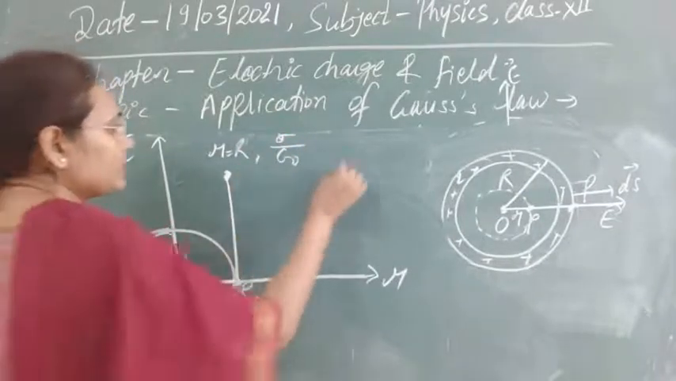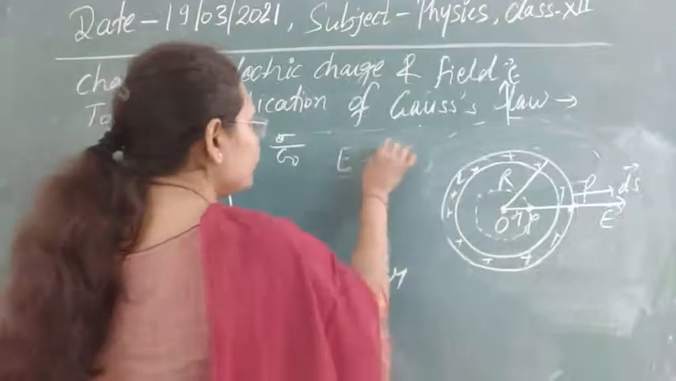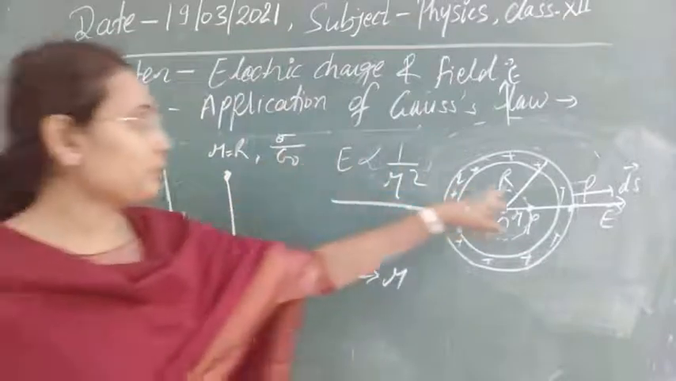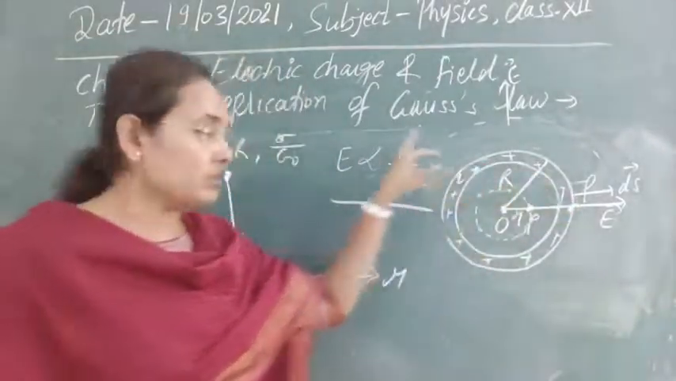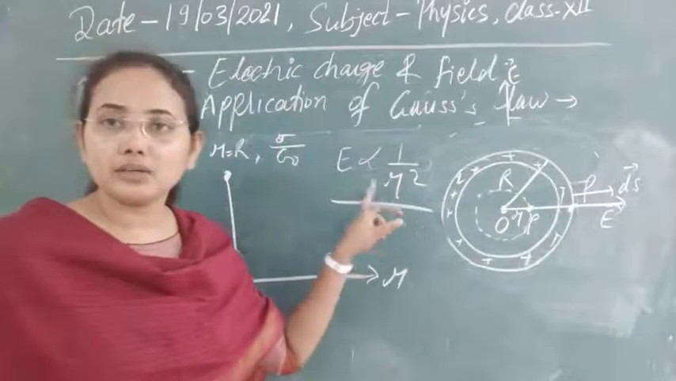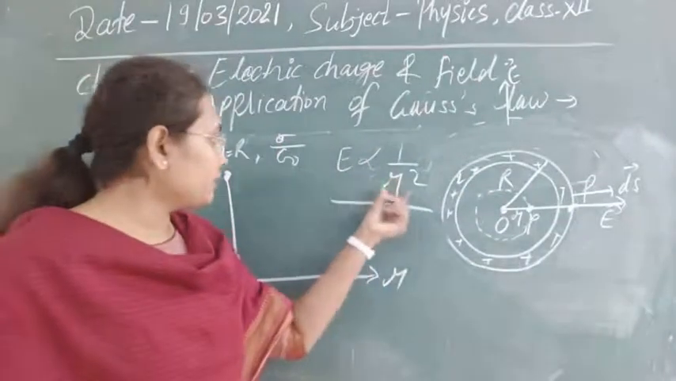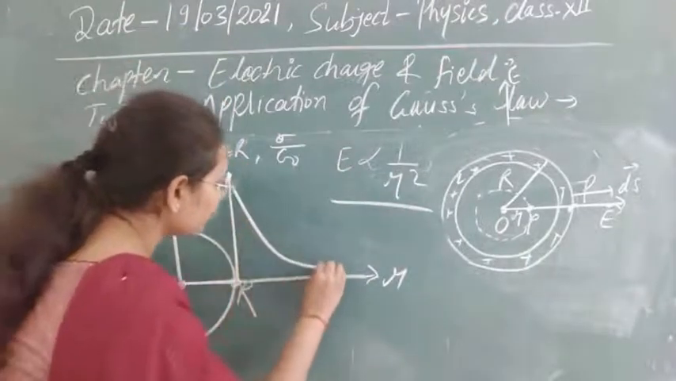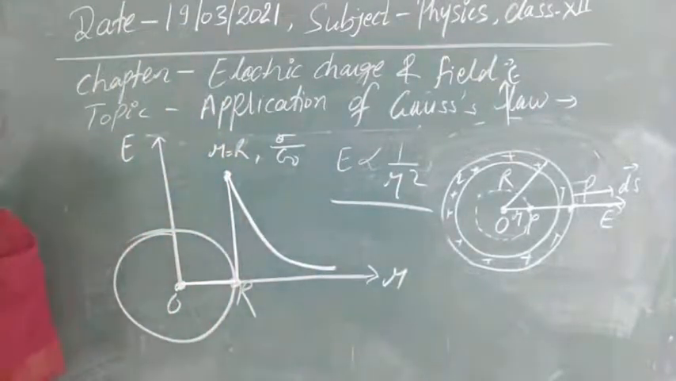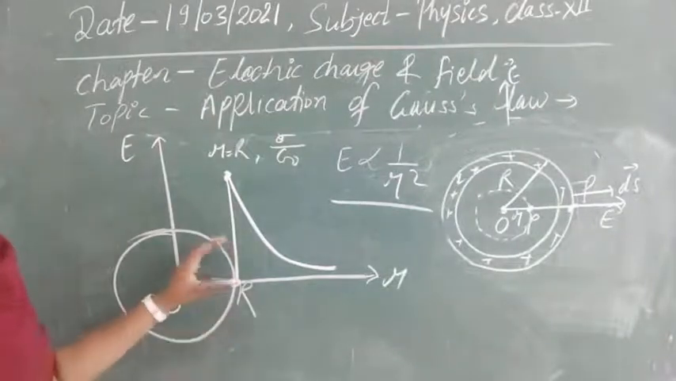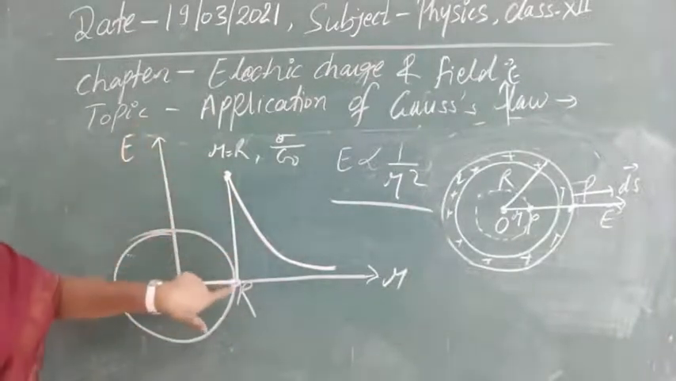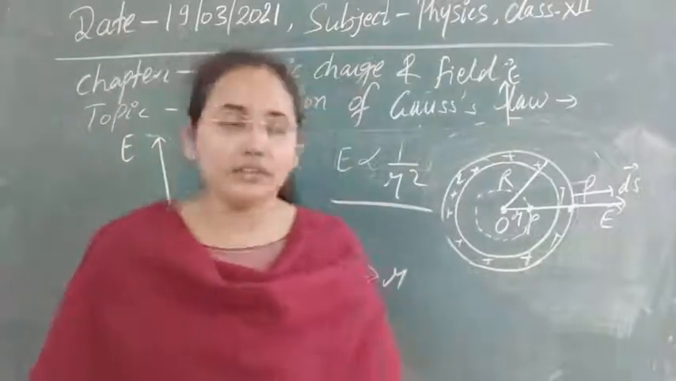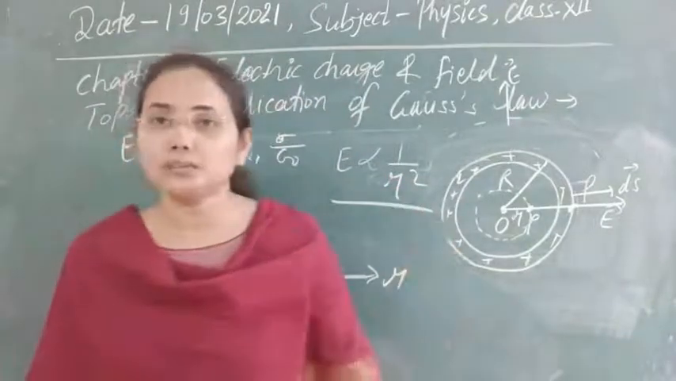After that, for an outside point, E is inversely proportional to r square. At the surface it is the maximum point, but after that it starts to depend on the distance. So when the distance increases, the electric field decreases parabolically. This is the graph of the variation of the electric field in the case of a spherical cell. Inside it is 0, at the surface it is maximum, and after that it decreases with the concept that E is inversely proportional to r square.